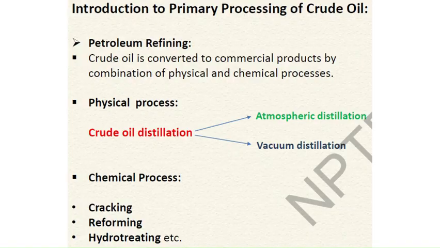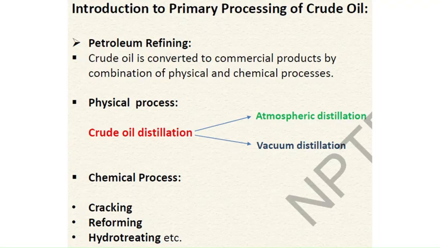So coming to the beginning, the introduction to primary processing of crude oil. There are basically different types of processing done on the crude oil. First, petroleum refining: the crude oil is converted to commercial products by combining different processes. There are physical processes involved and chemical processes are also involved.